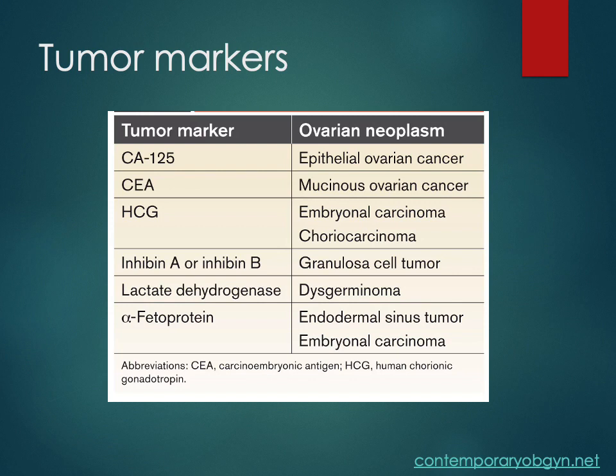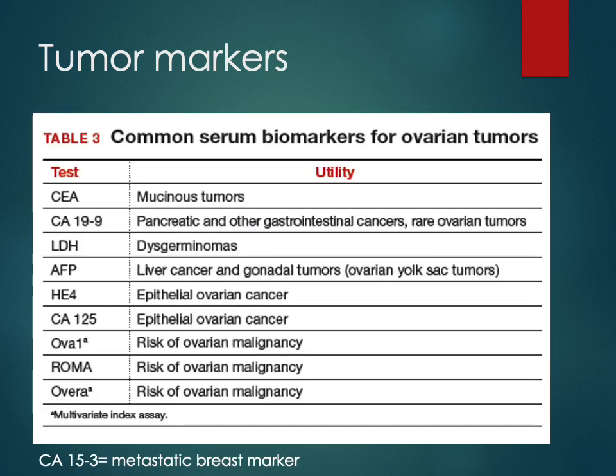And then you think about these young-sounding tumors, like your endodermal sinus tumor, which is also known as a yolk sac tumor, or the embryonal carcinoma again. These can have elevated serum alpha-fetoprotein. There's some others too, CA19-9, which is a pancreatic marker, and then HE4, which is one that's used for epithelial ovarian cancer, and sometimes it's paired with CA125 for some of these risk of malignancy calculators.